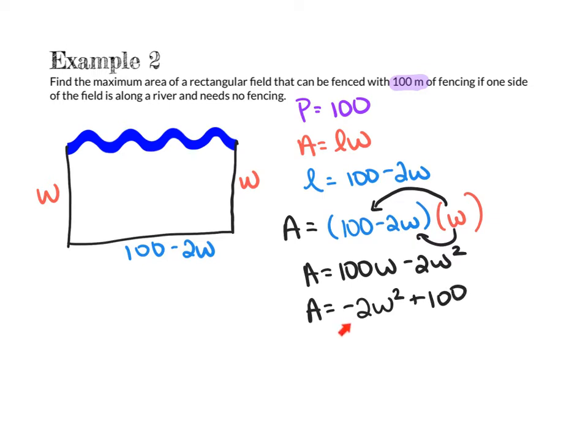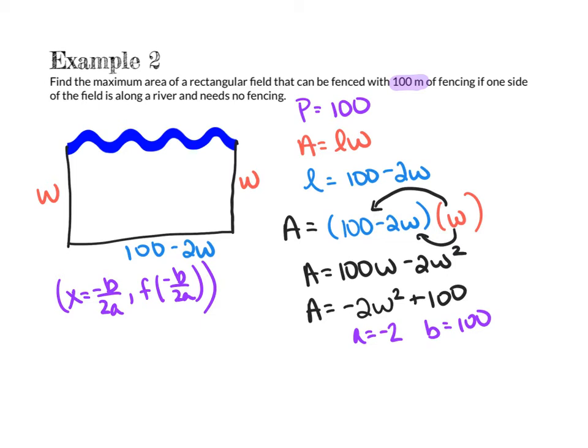Because this leading value is negative, I know that I'm going to have a maximum, and that's what I want to do. I want to maximize the area. Remember, I need to find the x-coordinate, which is negative b over 2a, and the maximum area is going to be at f of negative b over 2a, so that's just me evaluating. Here my a is negative 2, and my b is 100. I forgot my W here, so let me go back and put that there so I don't lose that.